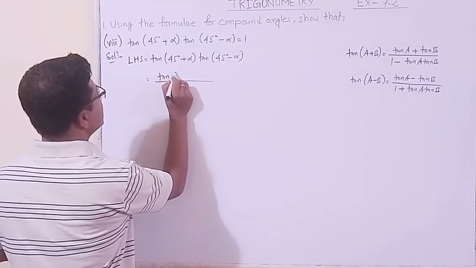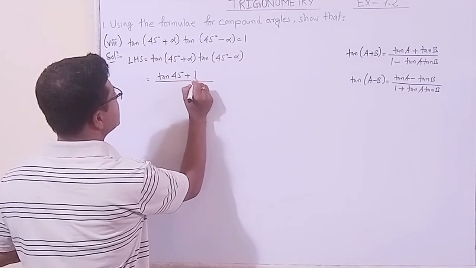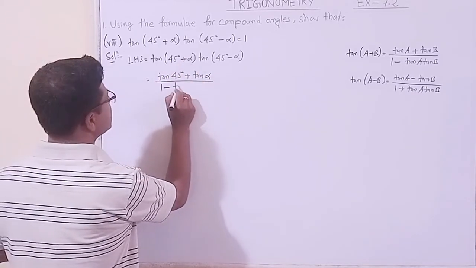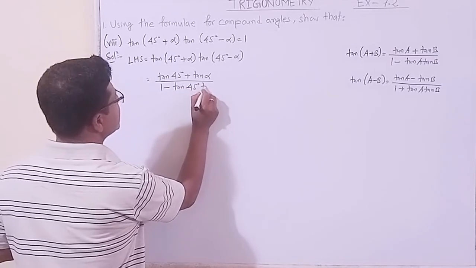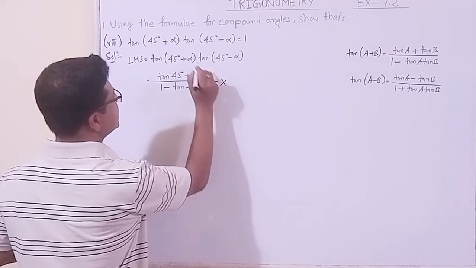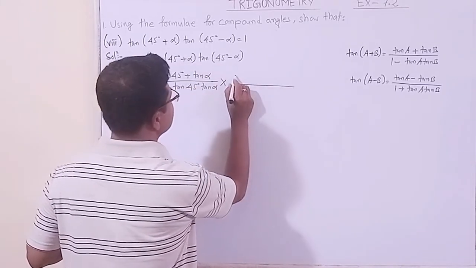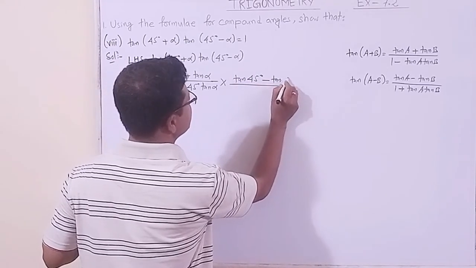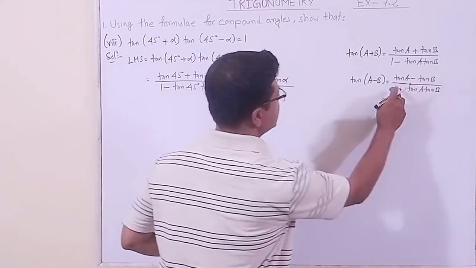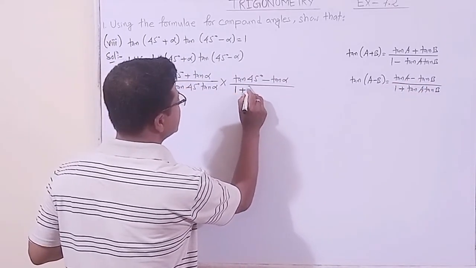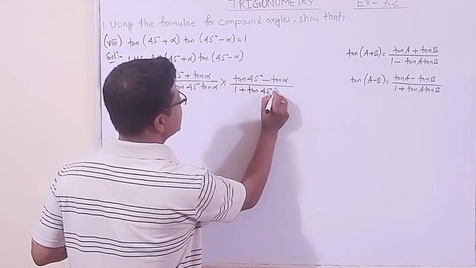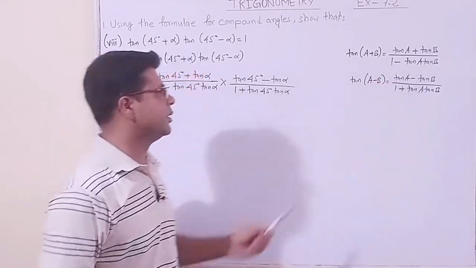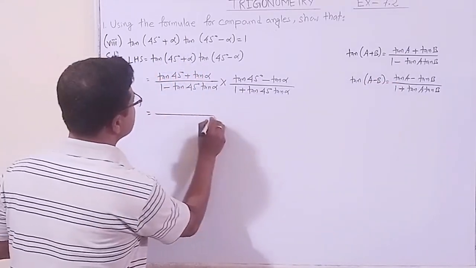So this is tan A plus tan B. Here A is 45 degree, B is alpha. 1 minus tan of 45 degree tan of alpha. Then tan A minus B, this formula, tan A minus tan B divided by 1 plus tan A tan B. Have you understood this part? This is a very simple thing. We have just applied the formula here. Nothing extra, nothing tough we have done.